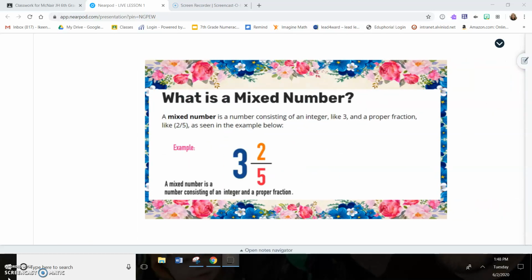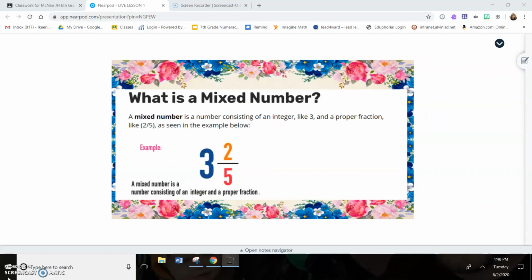Okay, let's look at the next one. Now we're going to talk about a mixed number. A mixed number is a number consisting of an integer. Remember that we learned about those last week. Like 3, and a proper fraction like 2/5. Okay, so we see that in the example here. Remember that integers include whole numbers. So 3, you might be thinking, Miss Brown, 3 is a whole number, and that is true, but whole numbers are classified as an integer.